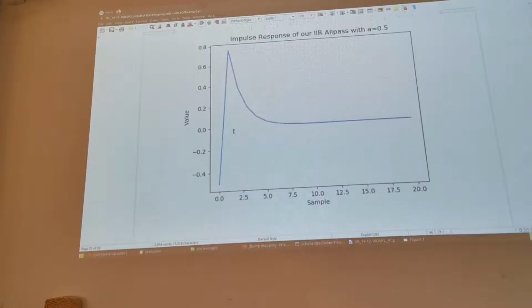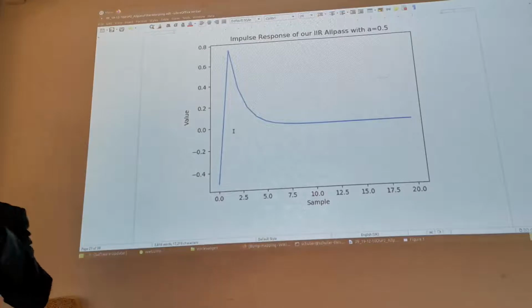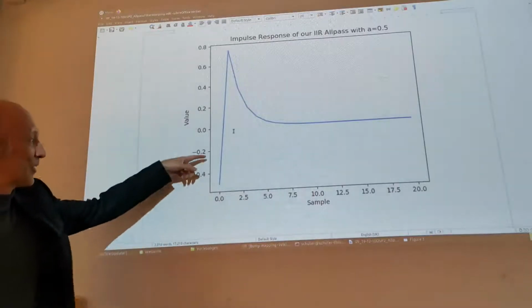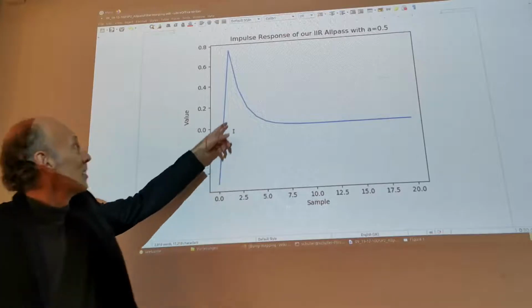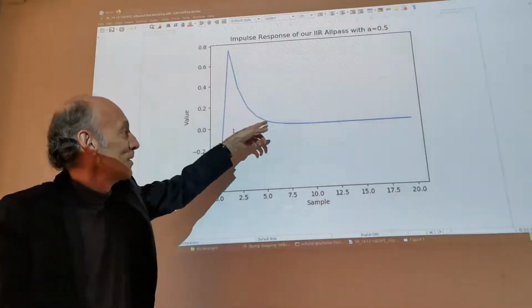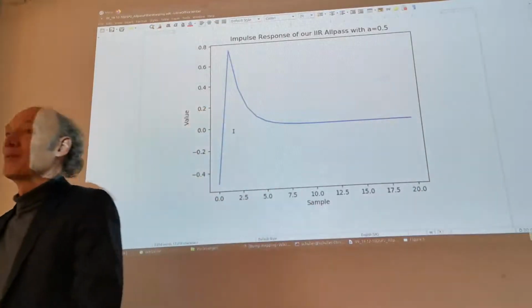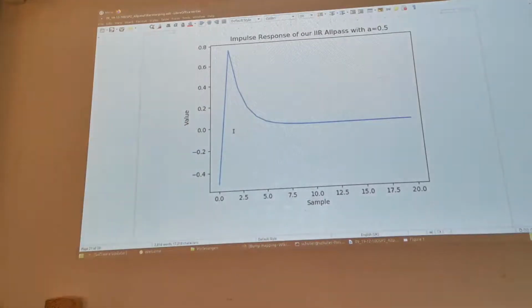Here's the resulting impulse response. It looks kind of funny, right? It's not like a single function or something. It actually starts quite large negative, almost minus 0.5, and then it jumps up to almost 0.8, and then it has an exponential decay here. It's kind of a fun function.